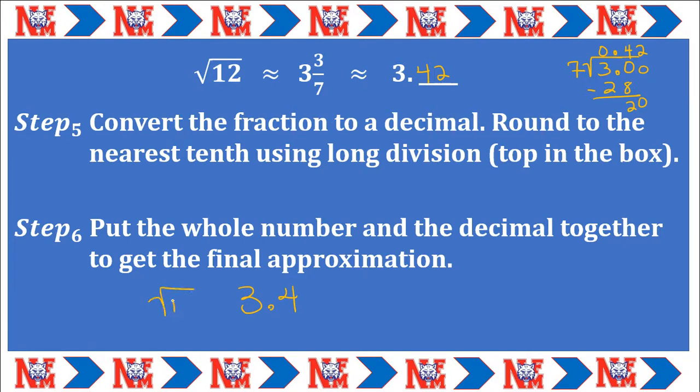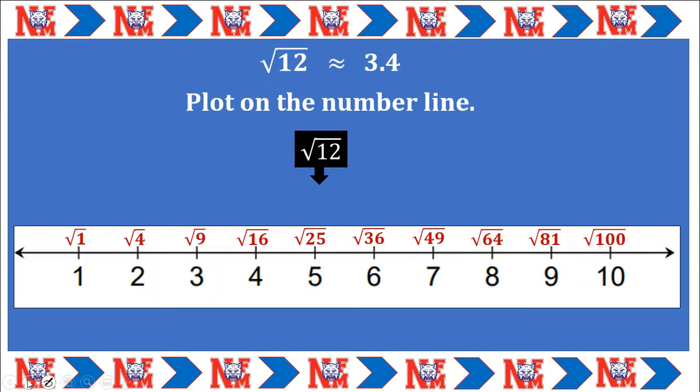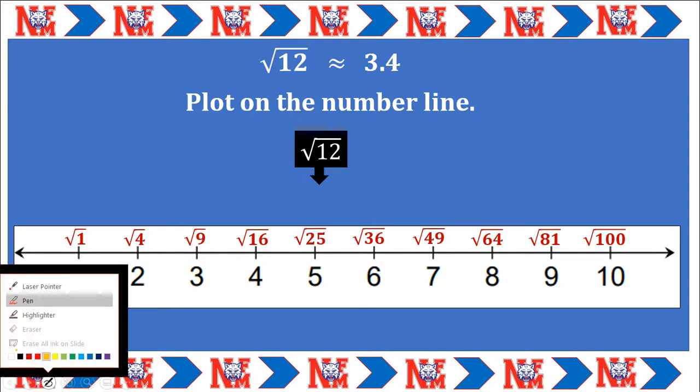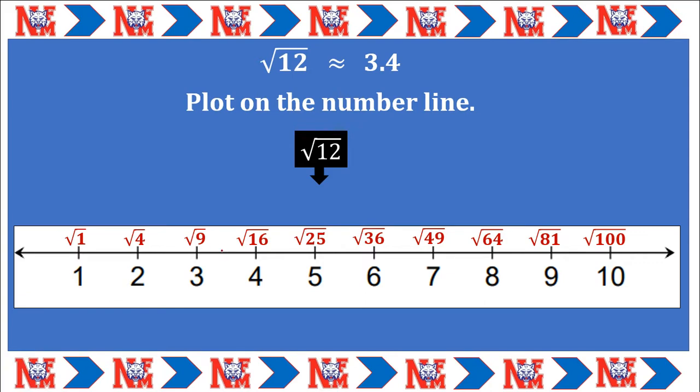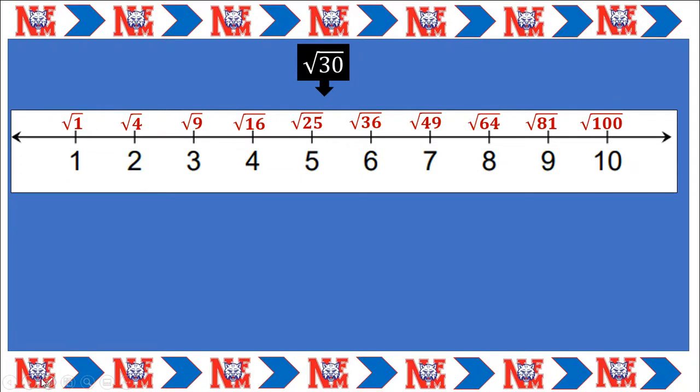The square root of 12 is about, so we're going to use the approximate, 3.4 as a decimal. Okay, so then we're going to plot this. So about 3.4, and let's change colors right quick. Here's 3.5. So 3.4 is about right here, and we're going to say the square root of 12 is about right there.